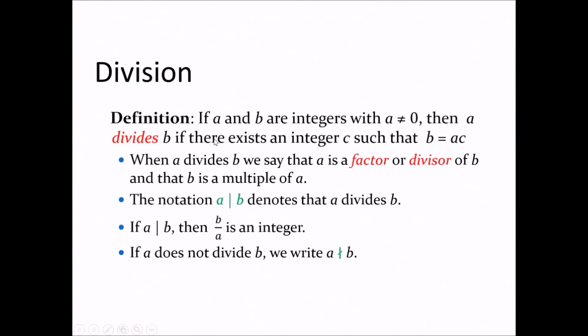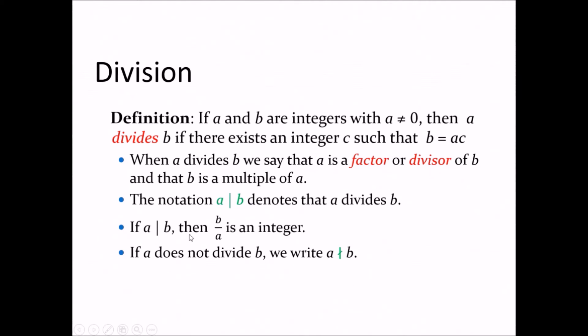So there is a definition of divisibility. When we have two integers a and b, where a is not equal to 0, then a divides b if there exists an integer c such that b is equal to ac. There are a few points to be noted. When a divides b, we say that a is a factor or divisor of b, and that b is a multiple of a. The notation a | b denotes that a divides b. We read this notation as a divides b.